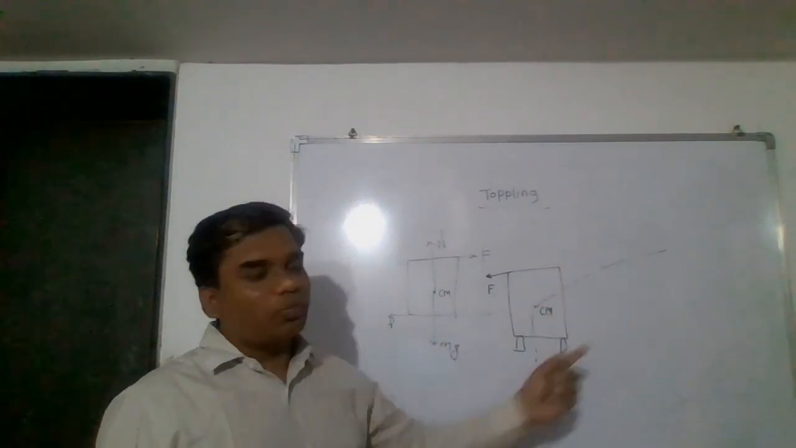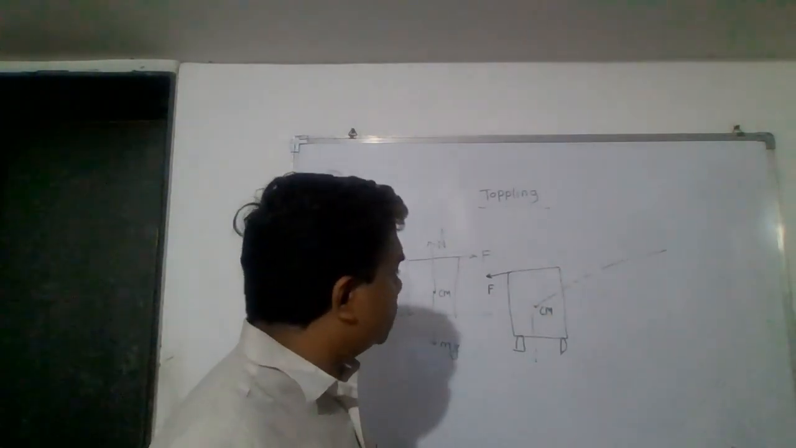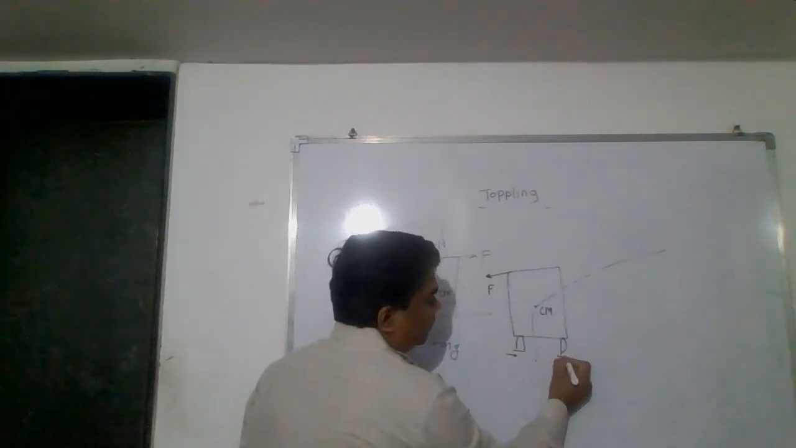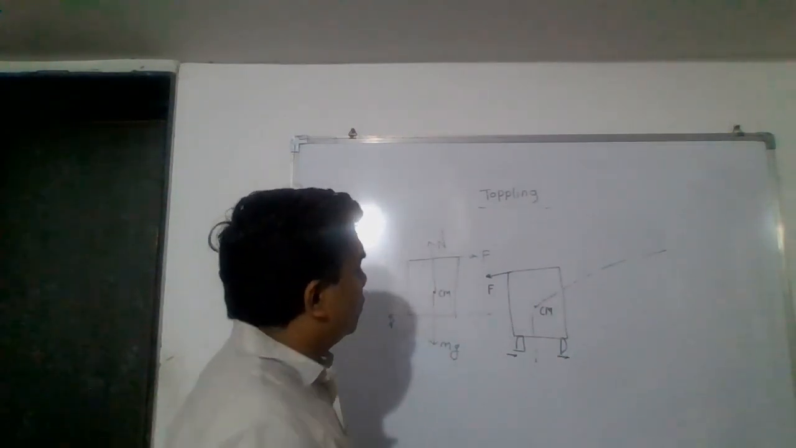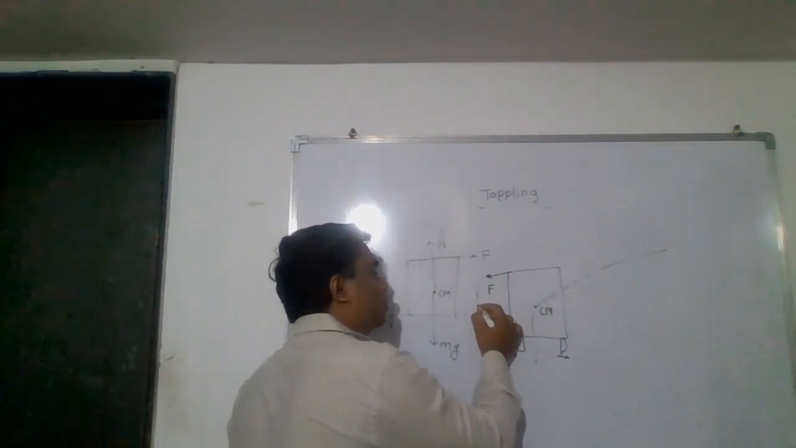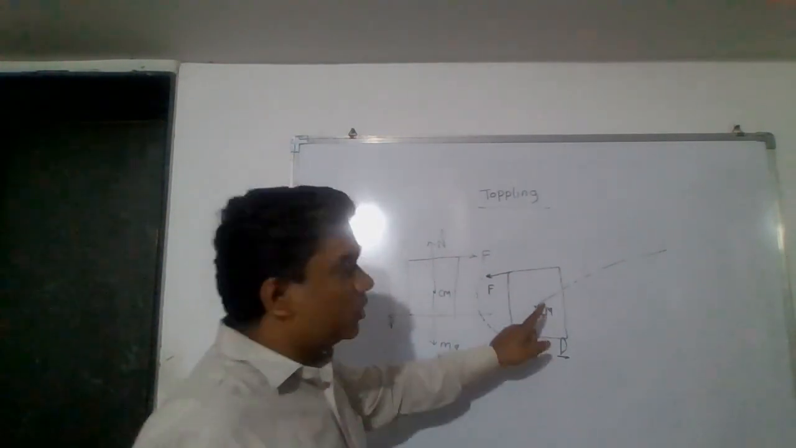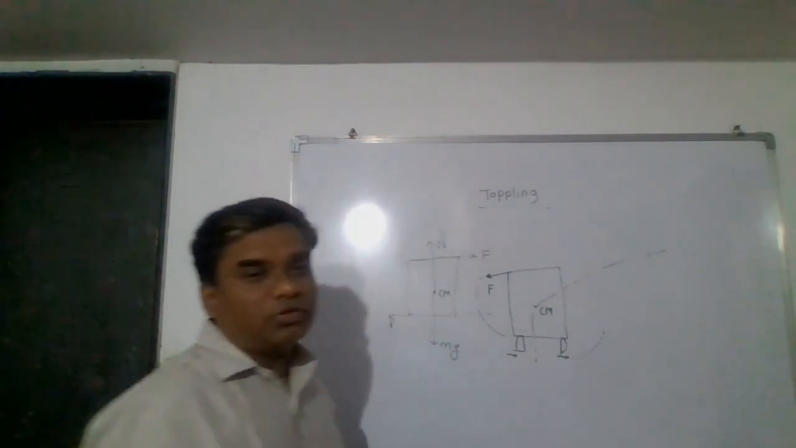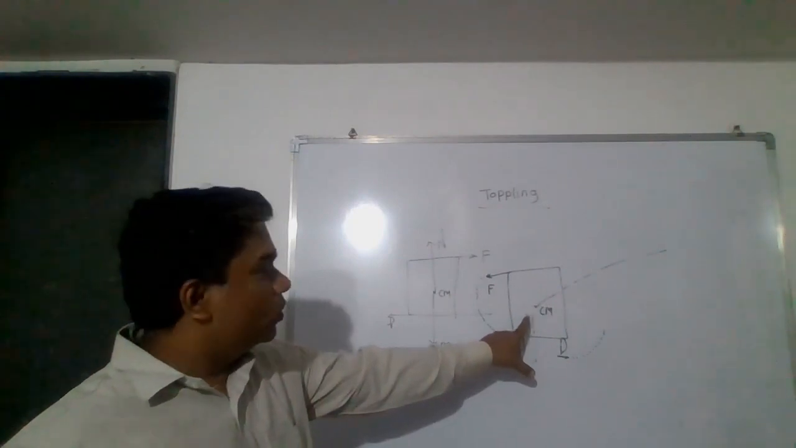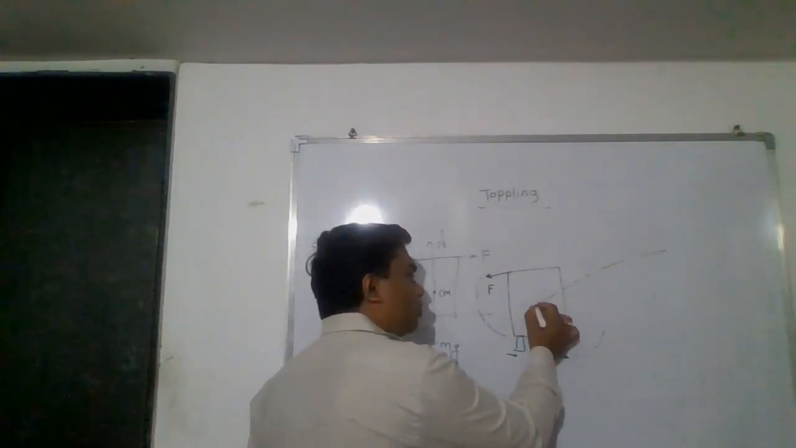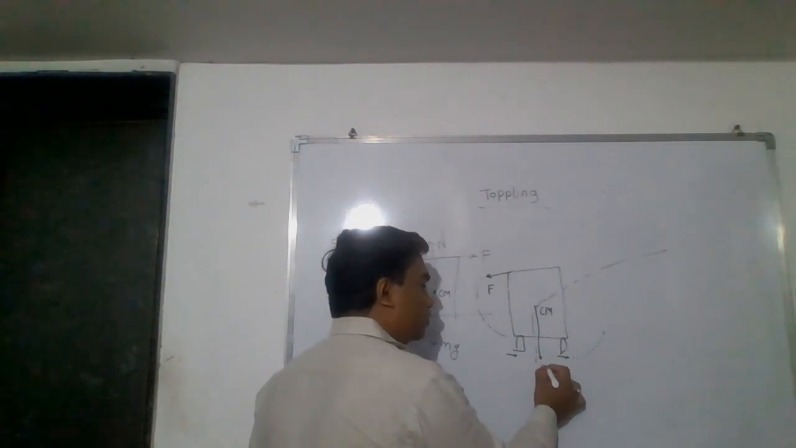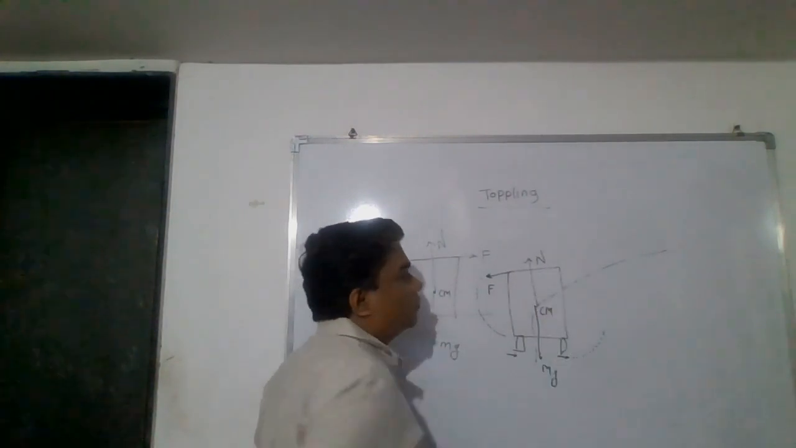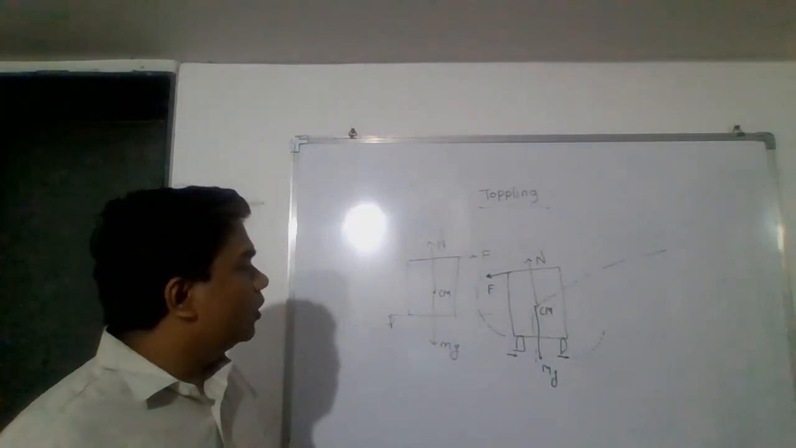Because of its motion in a circular path, centrifugal force is applied on the center of mass of the body, and this is the frictional force. This force causes a torque around the center of mass. Similarly, this frictional force also causes a torque around the center of mass. Now the weight of the body acts downward, and opposite to that there is a normal reaction.